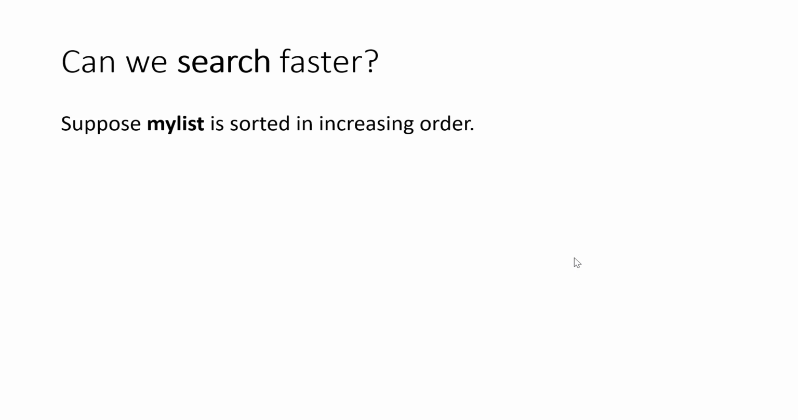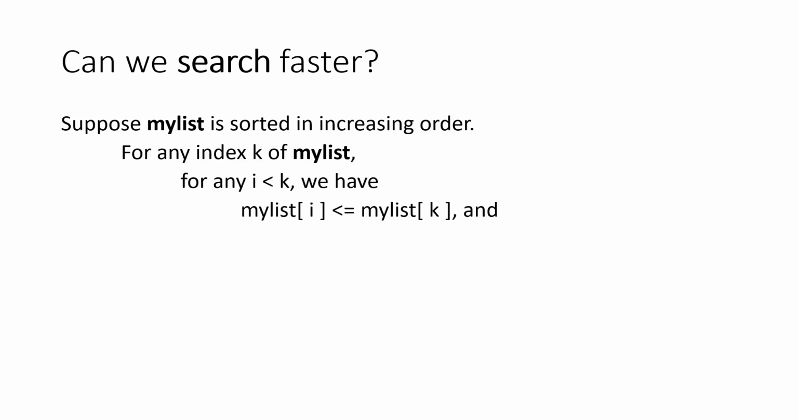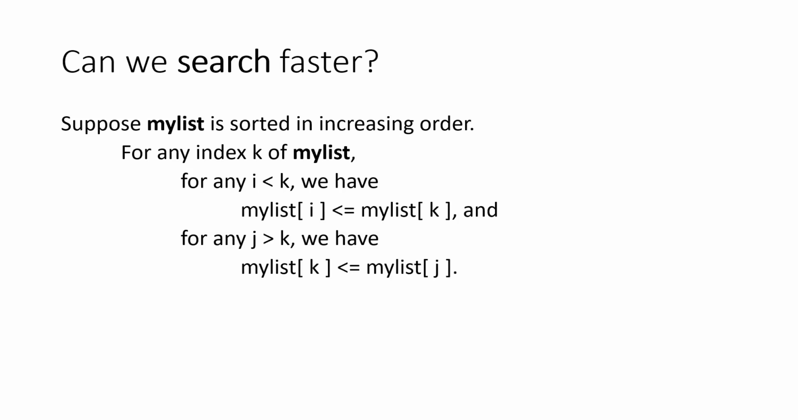And the answer is yes, if the input list is sorted in some order. So we'll assume that our list is sorted in increasing order. And what does it mean to be sorted in increasing order? If you pick up any index k of my list and we look at any other index which is smaller than it, so let's suppose that i is an index which is less than k, we must have that mylist[i] is less than or equal to mylist[k]. Also, if you pick up an index which is more than k, let's say we pick up an index j which was more than k, we must have that mylist[k] is less than or equal to mylist[j].